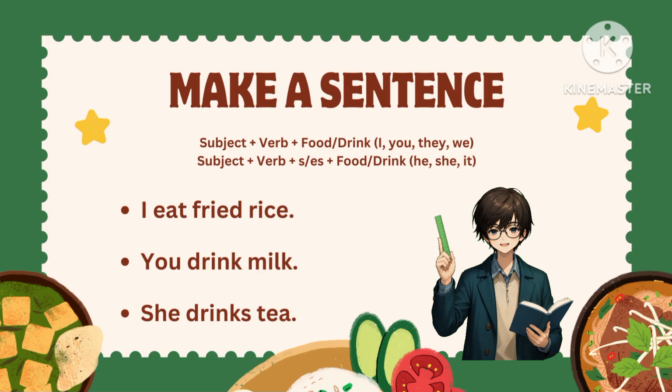And then the last sentence, she drinks tea. She as the subject, drinks as the verb. Don't forget to add s after the verb if the subject is she, he, or it. And the tea as the drink.